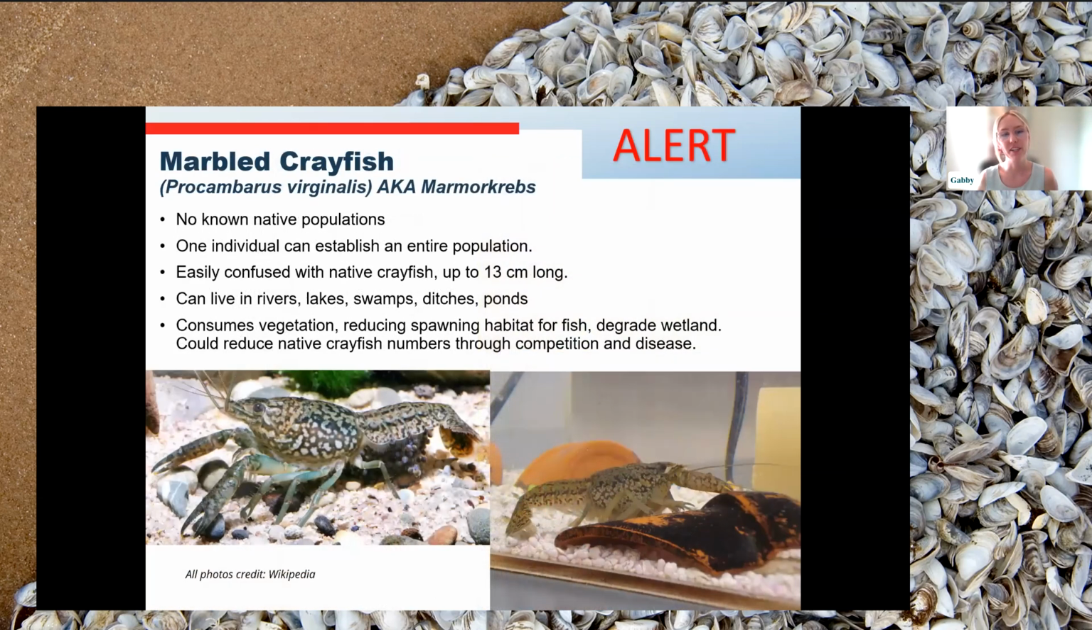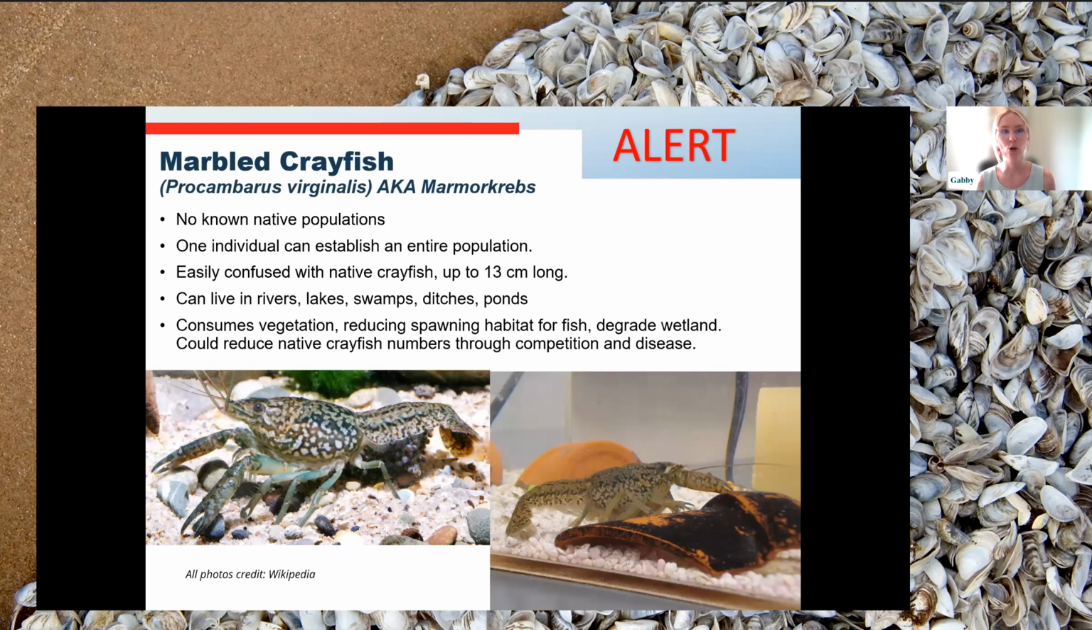So marbled crayfish. This is actually a really interesting species and another pet species introduced through the pet trade. So another one to look out for, for those who are aquarium lovers. We definitely don't want this spreading into Canada.